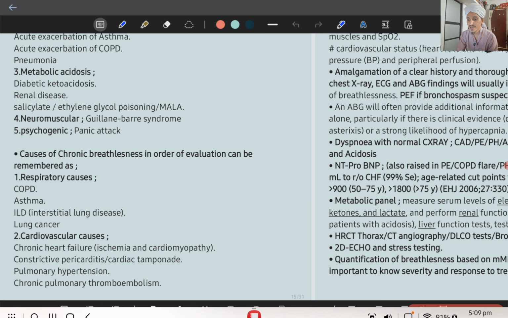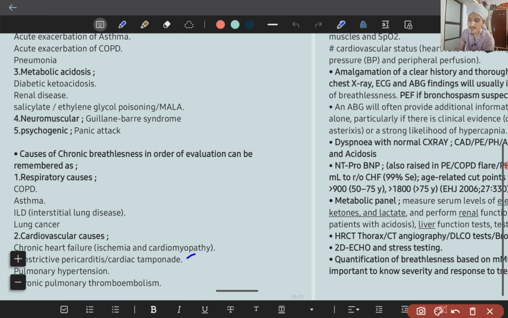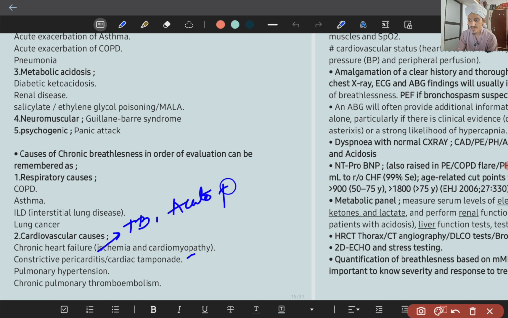Next is constrictive pericarditis or cardiac tamponade. These are also causes of chronic breathlessness. Constrictive pericarditis I have already discussed. The classical example is post-tubercular effusion, and other causes are acute viral pericarditis, which can also lead to pericardial effusion.